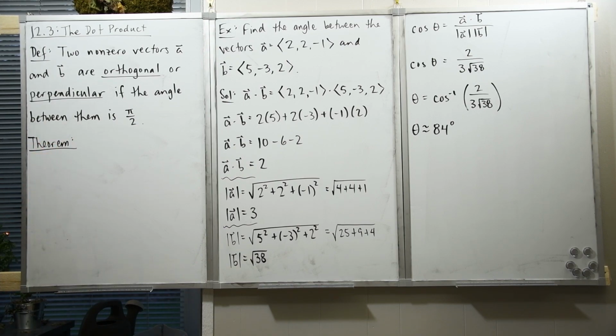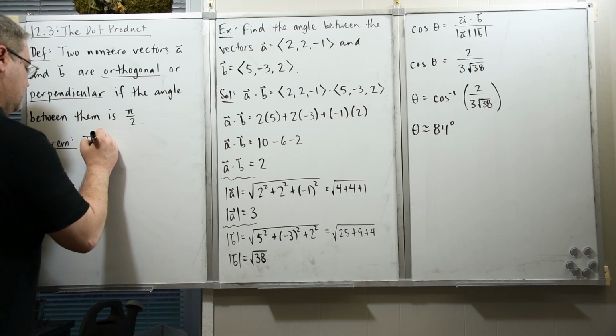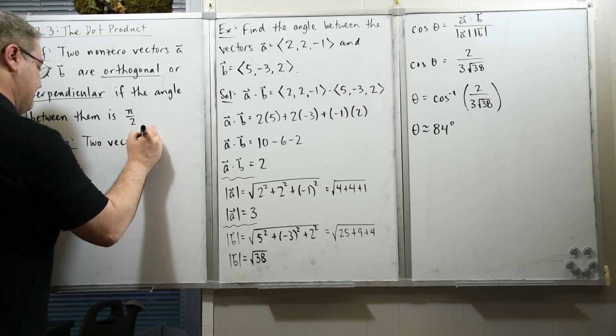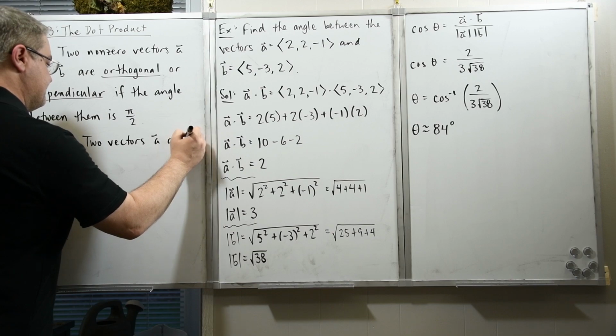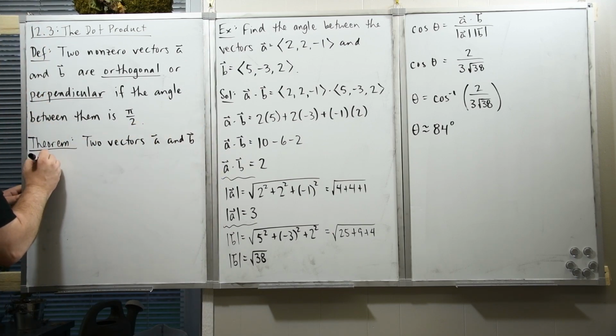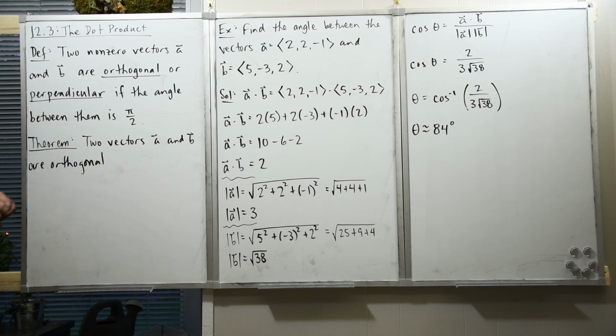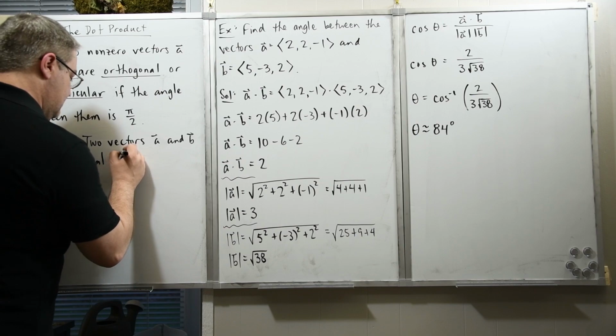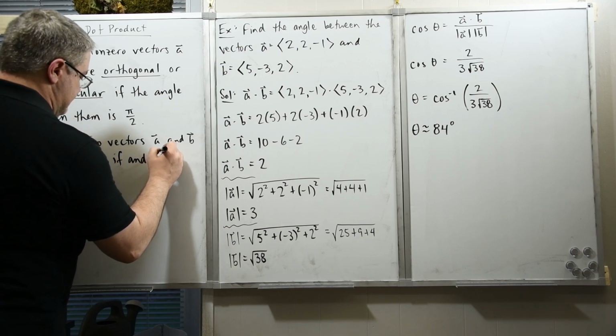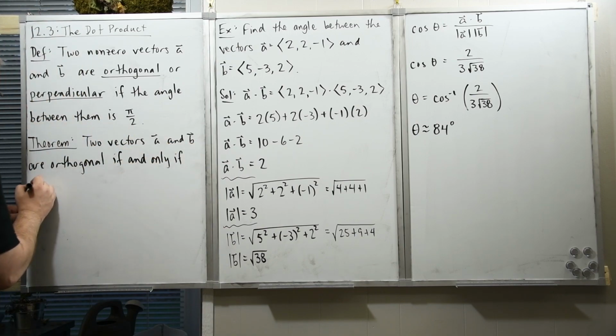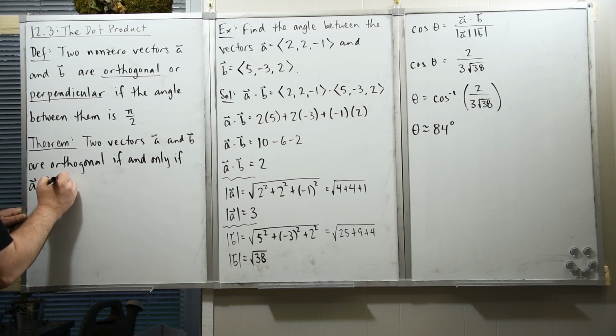And so two vectors A and B are orthogonal if and only if the dot product of A and B is equal to 0.